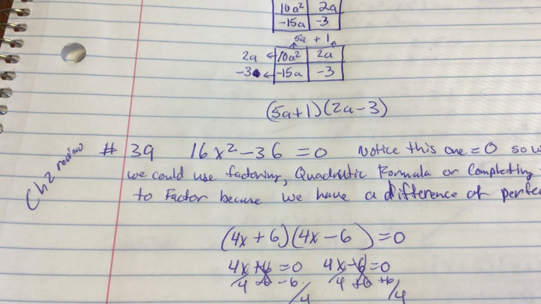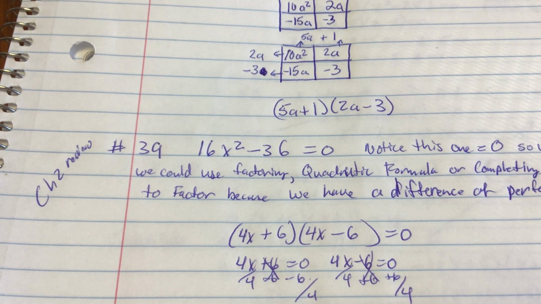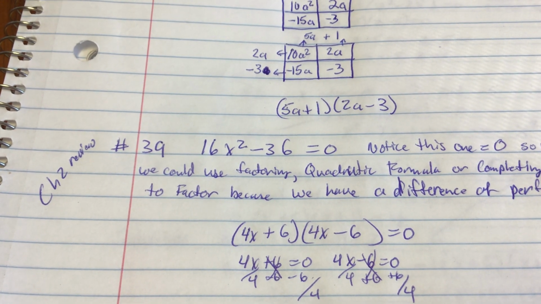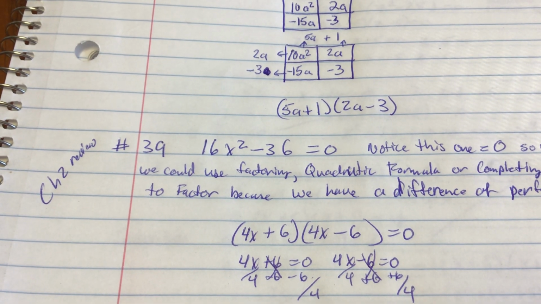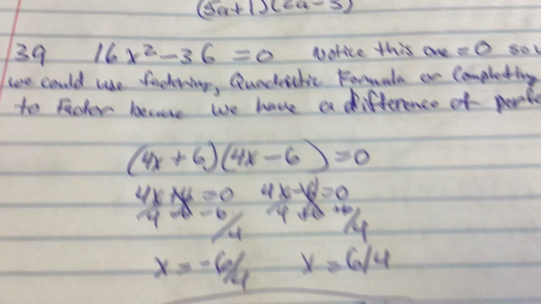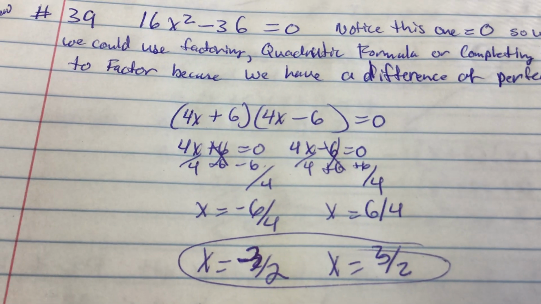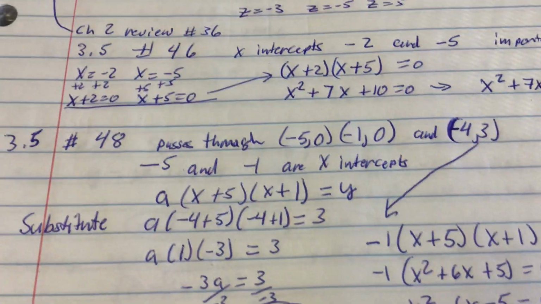So I just put 4x plus 6 equals 0 and 4x minus 6 equals 0. I subtract 6 from both sides on the one on the left and then divide by 4. I add 6 to both sides on the one on the right and divide by 4. And my answers end up being -6/4 and 6/4. I reduce those and I end up with -3/2 and 3/2.